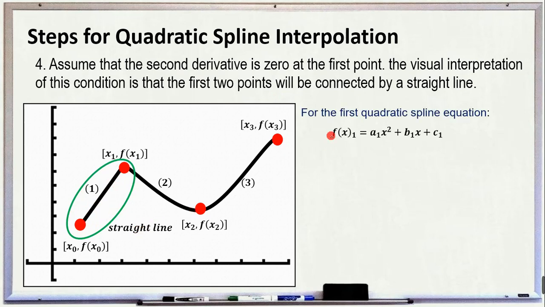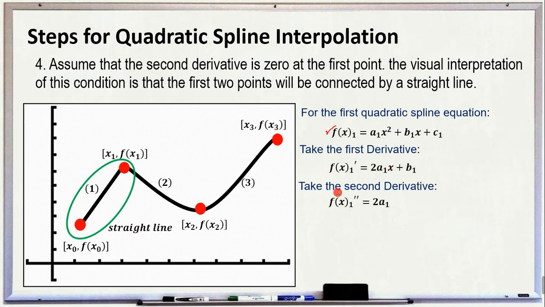If this is the case, then for the first quadratic spline equation, this is its format. If we take the first derivative, the result is 2a1x plus b1. Now, taking another derivative, or the second derivative, f double prime of x is equal to 2a1. And then if our assumption is a straight line, the second derivative for this one must be equal to 0. Therefore, a sub 1 is equal to 0. So we now have a value for one of our unknowns. So this will be our equation 9.